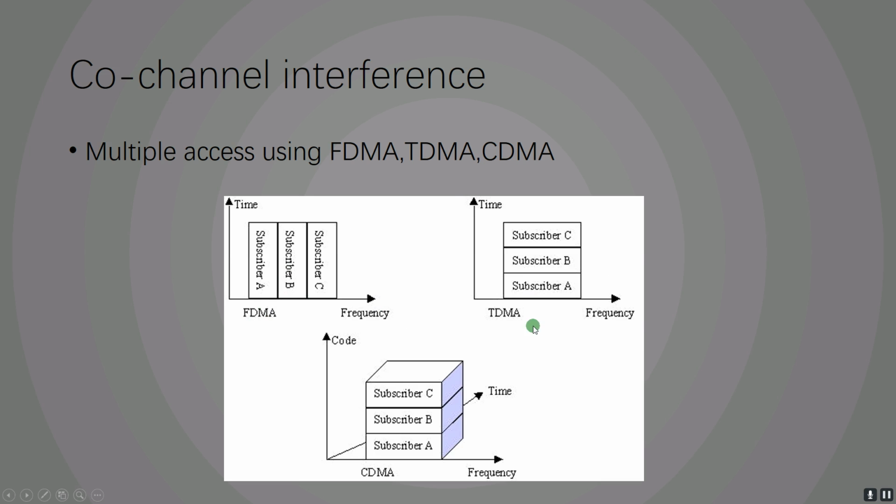The second type is the TDMA system, which uses time division multiple access to transmit signals. The third one is the topic today, the CDMA system, code division multiple access.